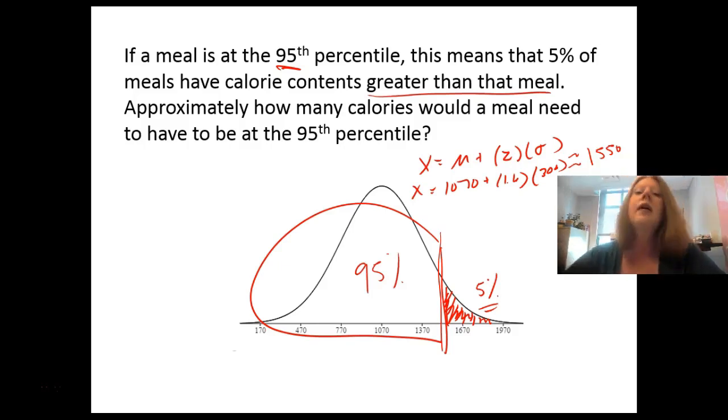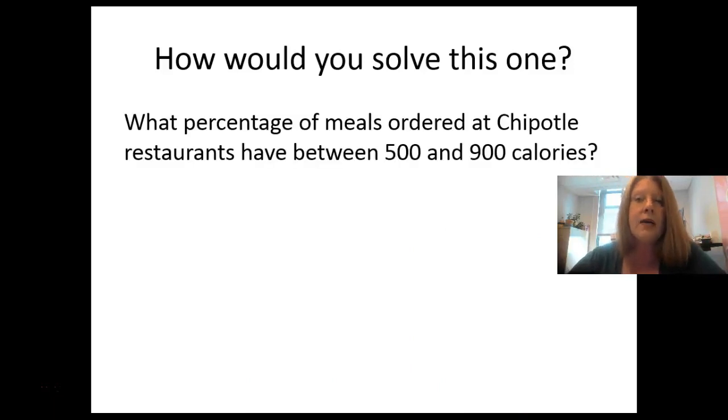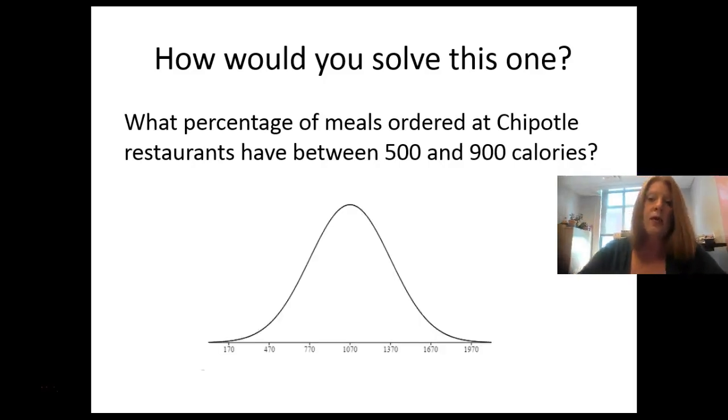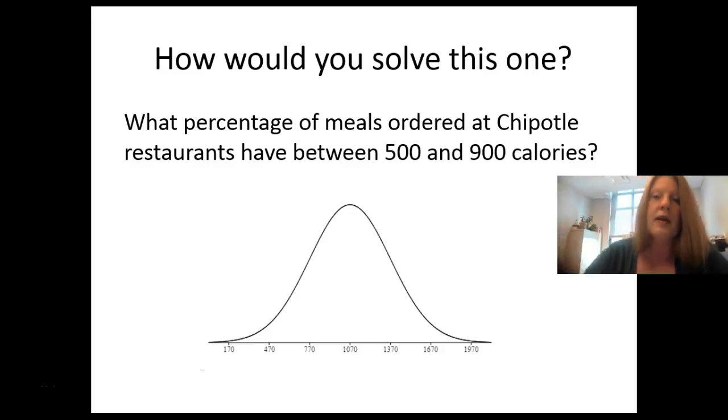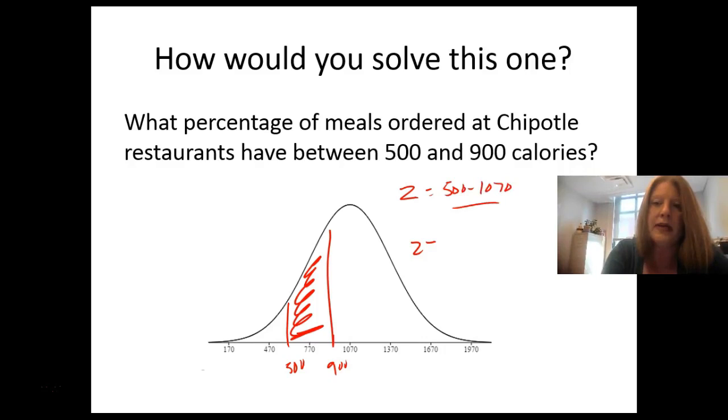Now, the other kind of problem you will need to understand is how to answer a question where you have two values and you want to find the percentage that is between these two values. What's between 500 and 900? So, how do we answer these kinds of questions? I would find, so 500 is here, 900 is over here, we want this percentage. How would we figure that out? So we convert both values to z, that's the starting point, based on our means and standard deviations.